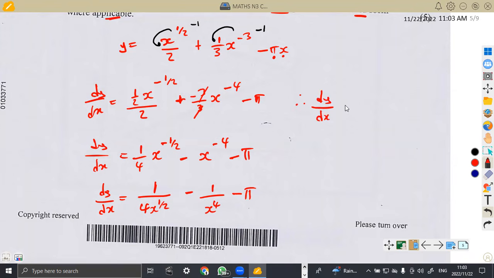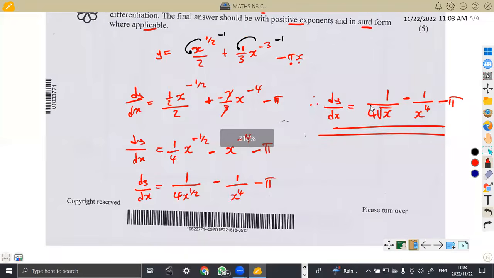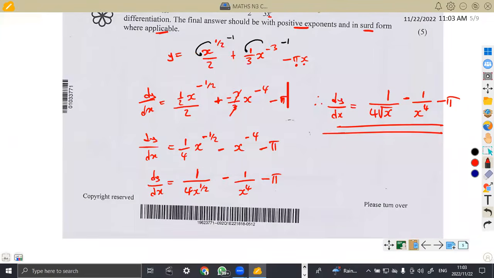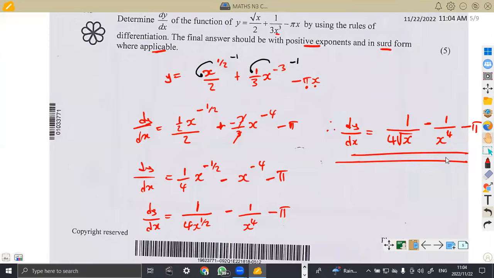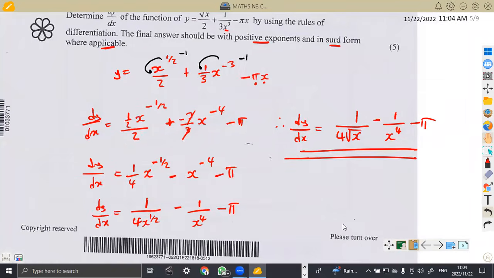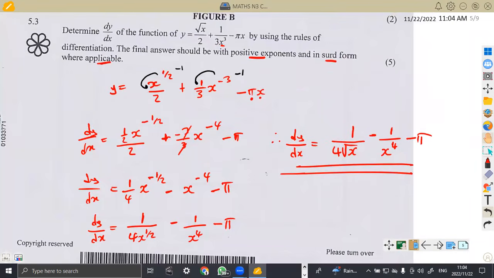So therefore, dy/dx was going to be 1 over 4 square root of x minus 1 over x to the exponent of 4 minus pi. So that was our dy/dx in this case. So these are the typical cases that you can actually have, so you're supposed to be very, very careful in attempting these typical questions. Anyways, that was 5.35 marks for that.